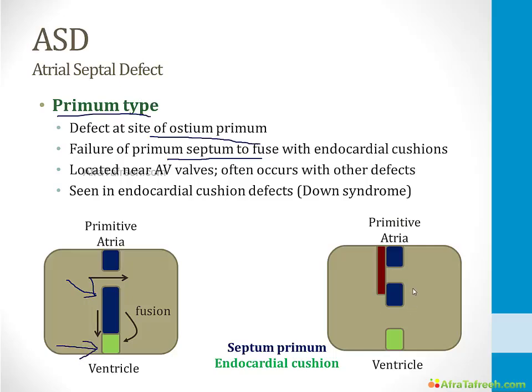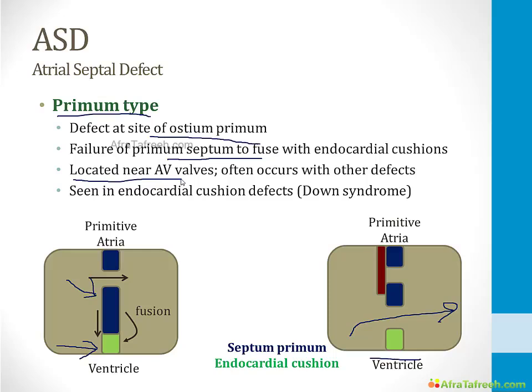If the septum primum does not grow down and fuse with the endocardial cushions, that will leave a pathway for blood from the right to left atrium, and that is a primum type of ASD. It will be found lower down in the atrial septum close to the ventricles and AV valves. So I've summarized this point here. These types of defects are located near the AV valves.